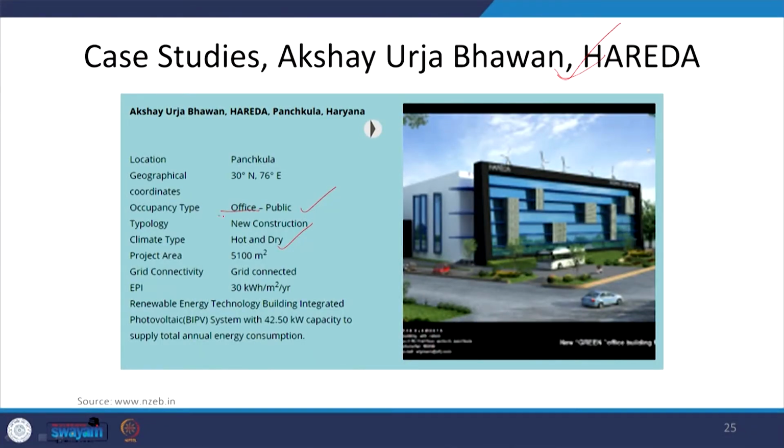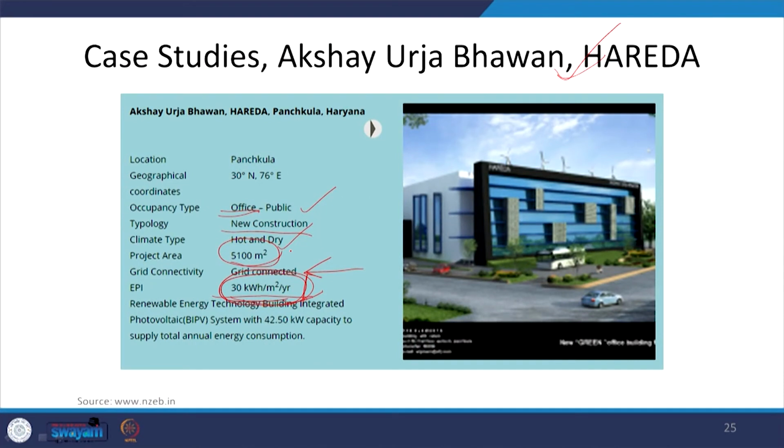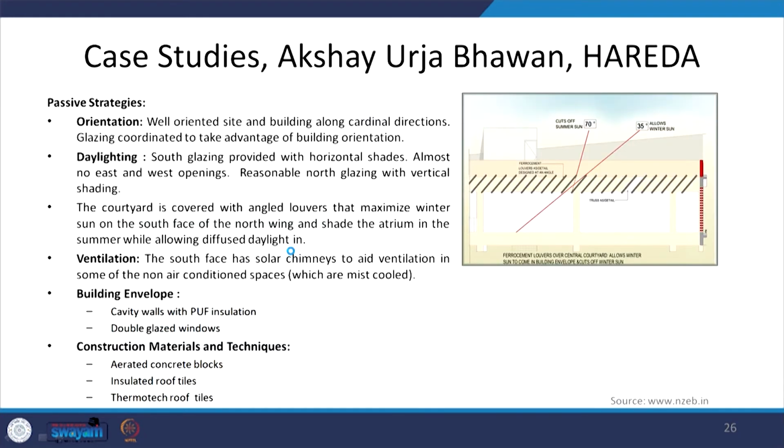This is an office building, again a new construction, and the overall area for the project is around 5,000 square meter. It is again grid connected, and here if you look at this EPI number, it is really impressive. It has been reduced to 30 kilowatt hour per meter square per year in this building. That is very, very low, and the rest of the energy was supplied using the renewable energy systems, which was generated using the building integrated photovoltaics. So, how have they done it?